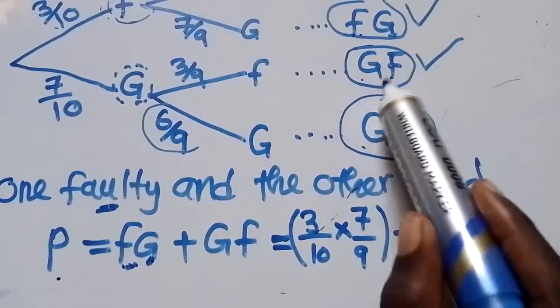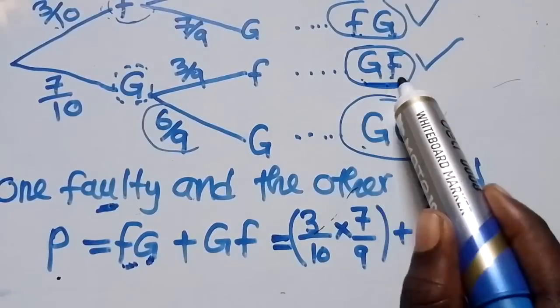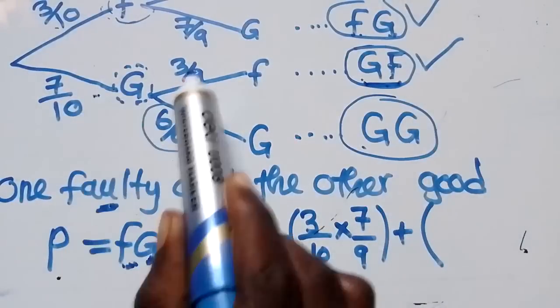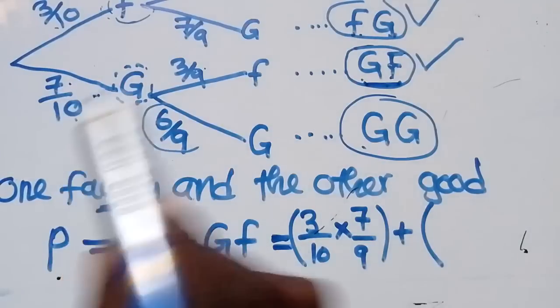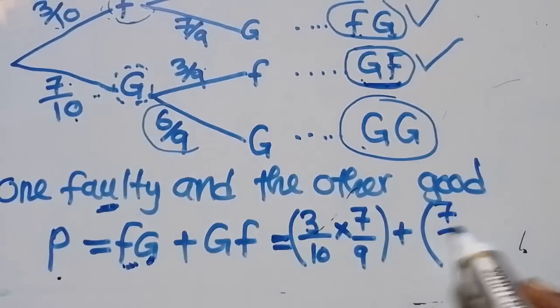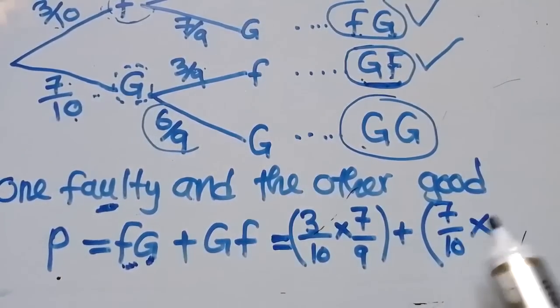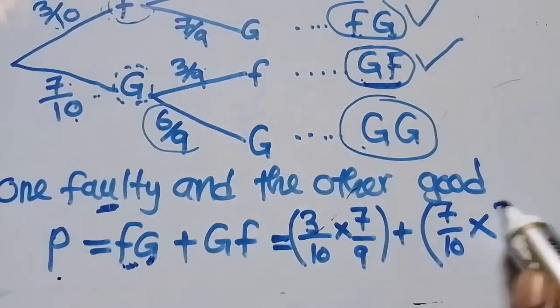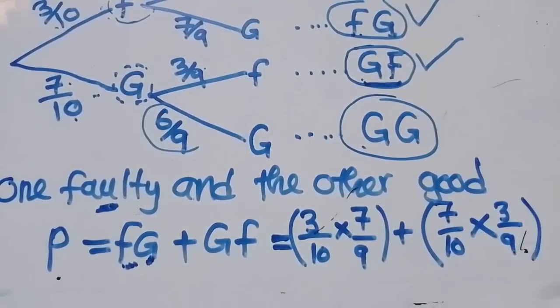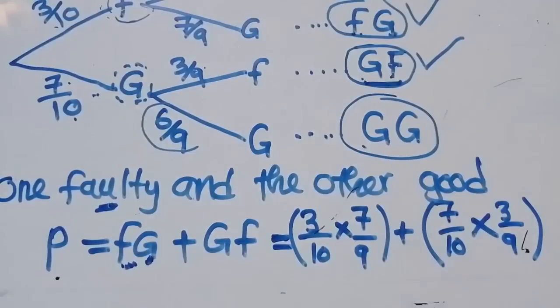Then I move to this one, which is 40. So it's 7 over 10 times 3 over 9. This is what I'm going to do. Then I use my calculator to multiply. You can multiply everything at once due to space. But if you want, work out this one and write the answer here, then say plus, work out that one and find the answer there. That's fine, but I'm going to multiply everything.